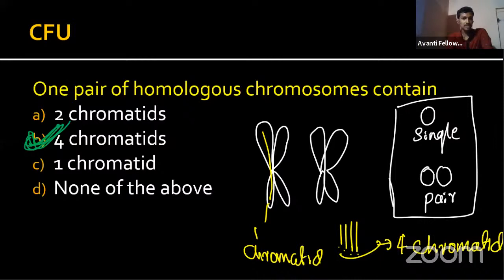One pair means what? One homologous chromosome pair means one pair, right? Pair means two, right? Sorry, if some people get offended, I can't do anything. Everyone has to read it out. I can't do anything.